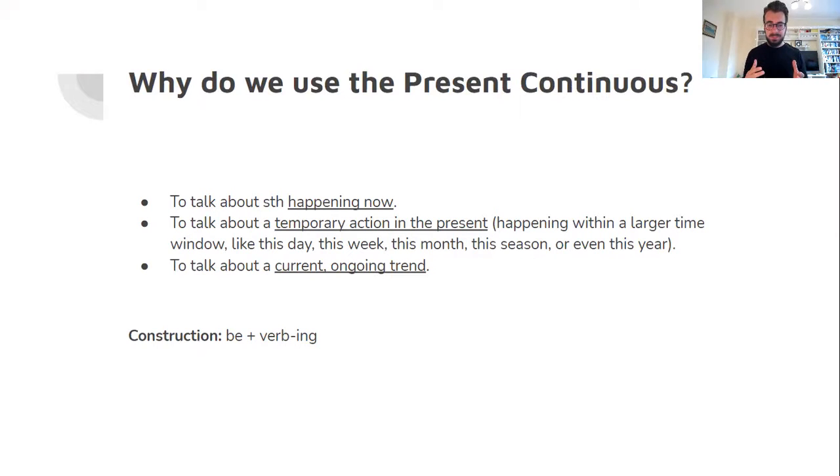Those periods of time, like you can see on the screen, could be a day or this week or this month or this current season or even this year, and it's usually not longer than a year. To give an example, I can say that I usually live in Sofia, but this week I'm living with a friend in Varna, because of something, whatever. Or this summer, I'm working as a teacher.